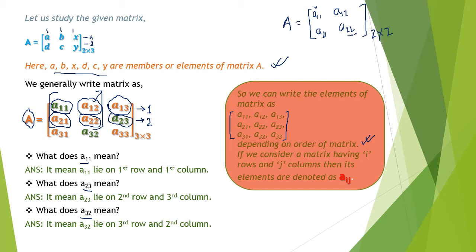Now, in a very general way, if we don't know the exact number of rows and columns, then we represent it as aij. That means the row number is i, and the column number is j.